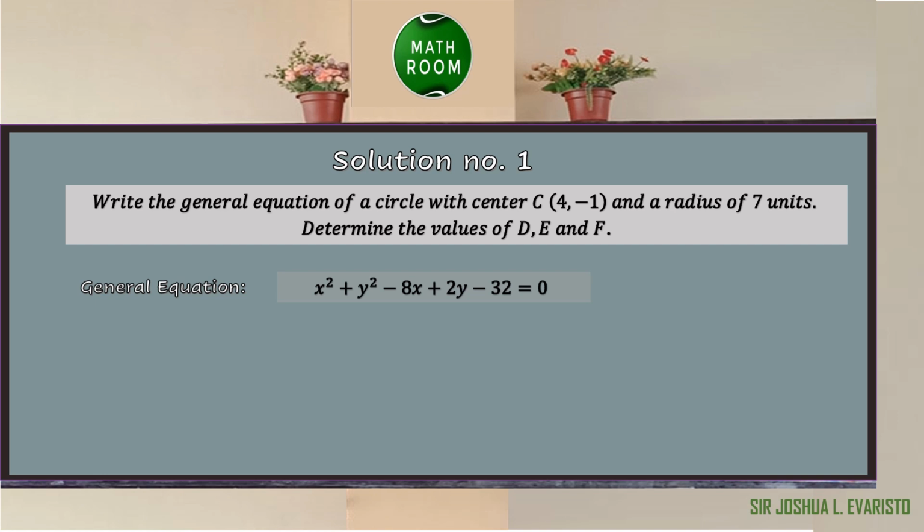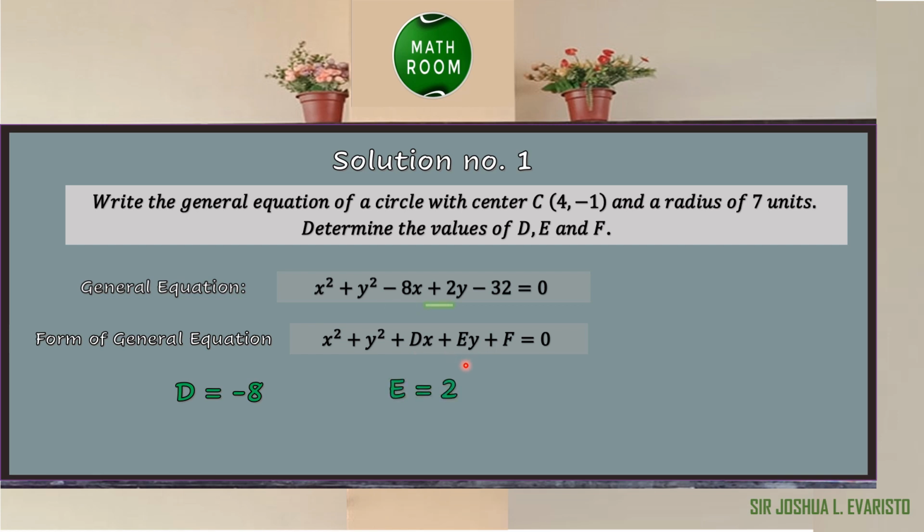After identifying the general equation of a circle, let us now determine the values of d, e, and f. The general equation of a circle is x squared plus y squared minus 8x plus 2y minus 32 is equal to 0. The form of the general equation is x squared plus y squared plus dx plus ey plus f is equal to 0. By examining the two equations, we can conclude that d is equal to negative 8, e is equal to positive 2, and f is equal to negative 32.